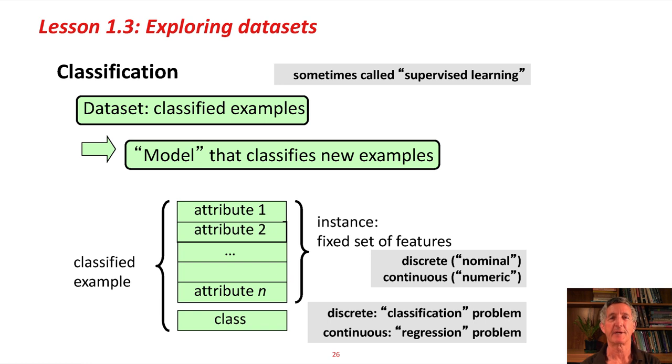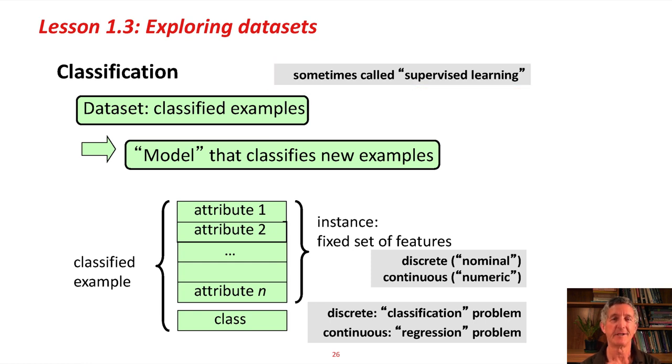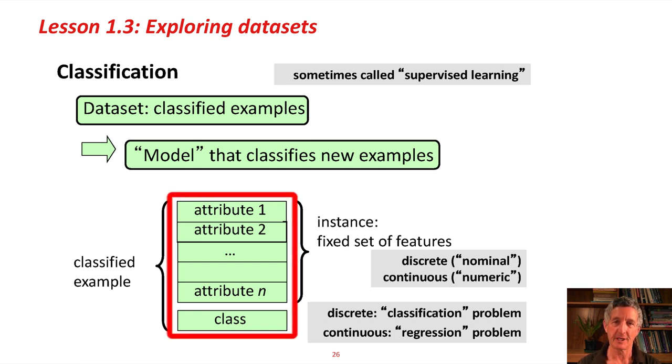As I said, it's a classification problem, sometimes called a supervised learning problem. Supervised because you get to know the class values of the training instances. So we take as input a data set of classified examples. These examples are independent examples with a class value attached, and the idea is to produce automatically a model, some kind of model that can classify new examples. That's the classification problem. And here's what the examples look like. This is an instance with the different attribute values, a fixed set of features, and then we add to that the class to get the classified example. That's what we have to have in our training data set.